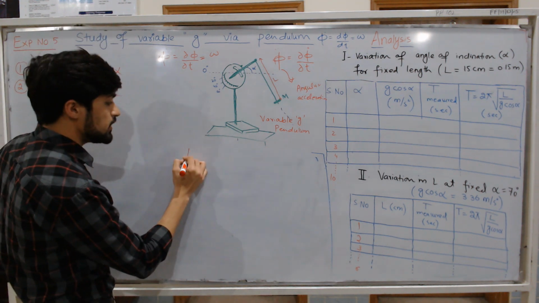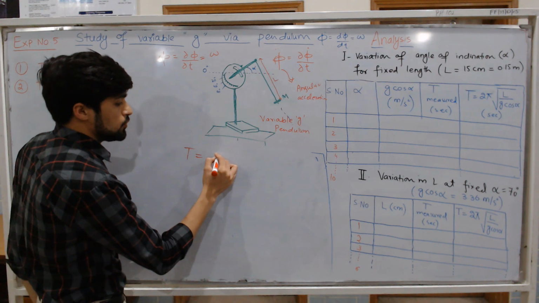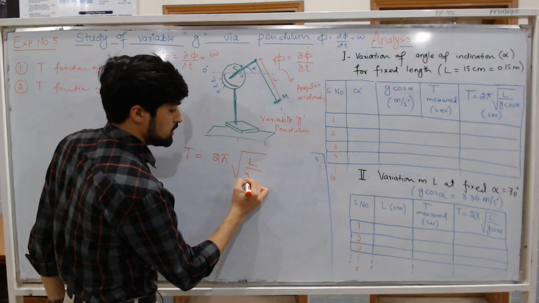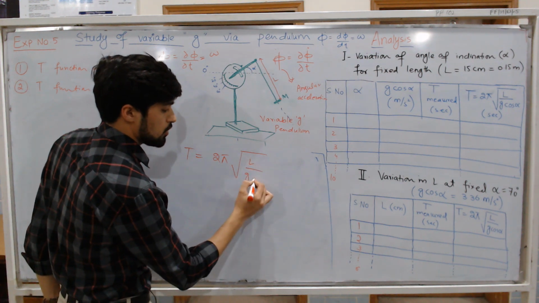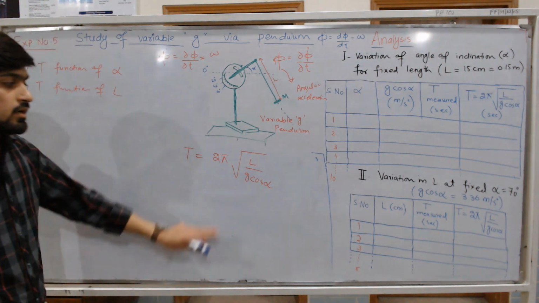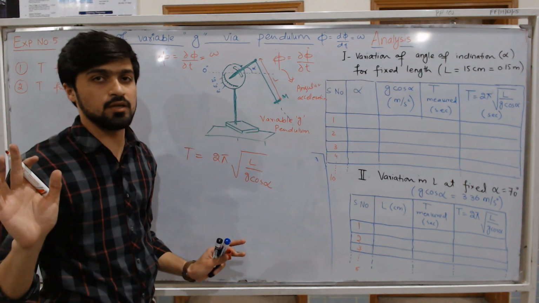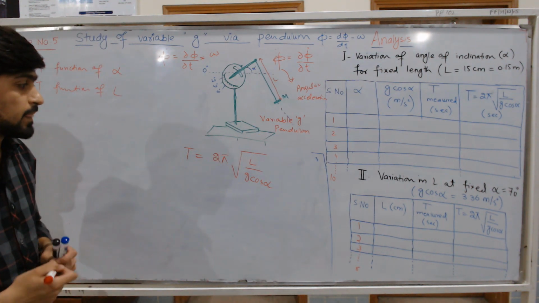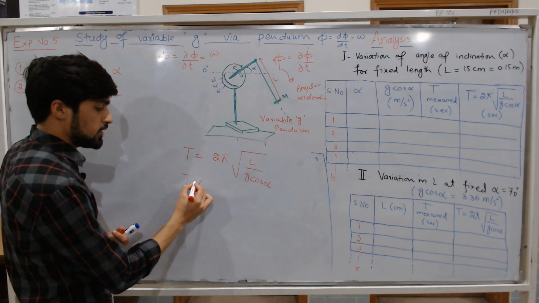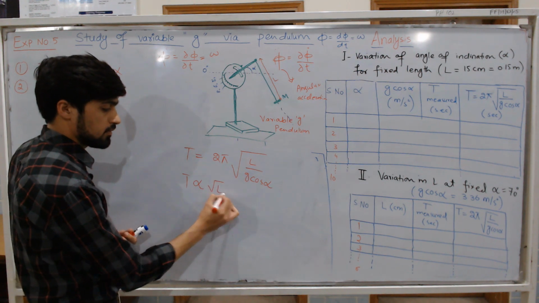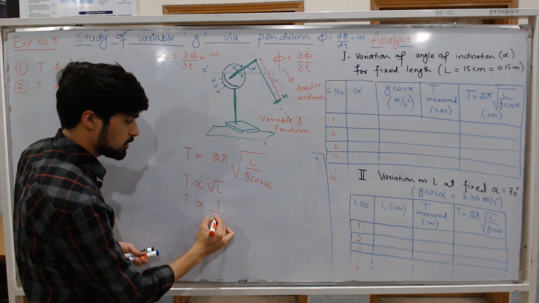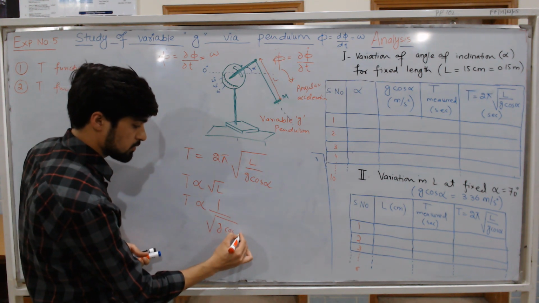Now keep in mind that the time period for this case is 2 pi under the root L by g cos alpha. We know that this is the time period for the case of an inclined pendulum simply, or you can say the variable g pendulum. Now we know that the time period is directly proportional to the square root of L, and it is inversely proportional to the square root of g cos alpha.